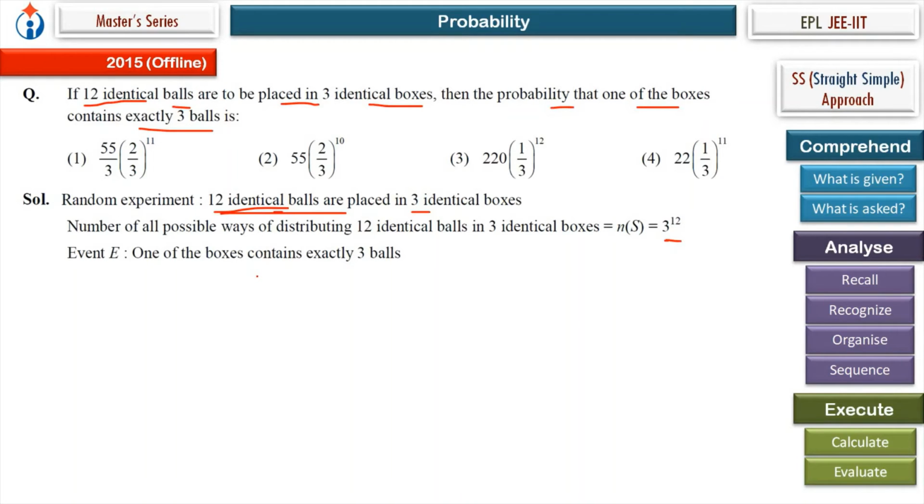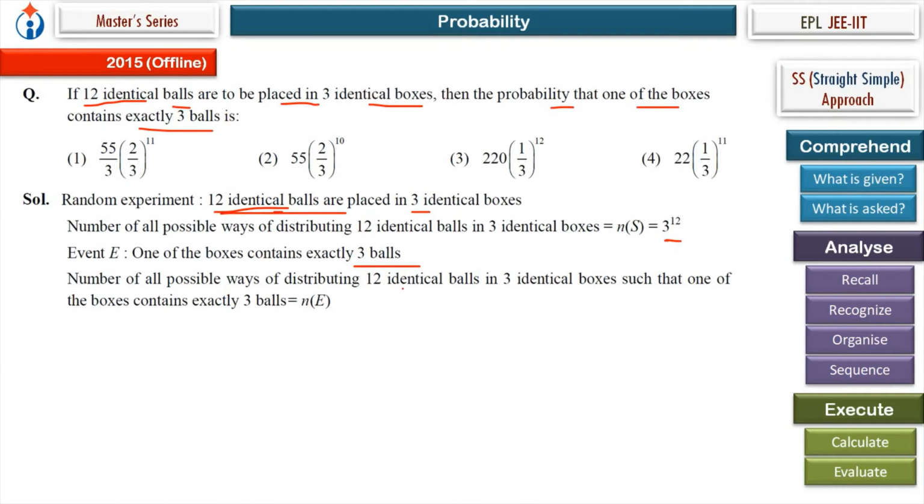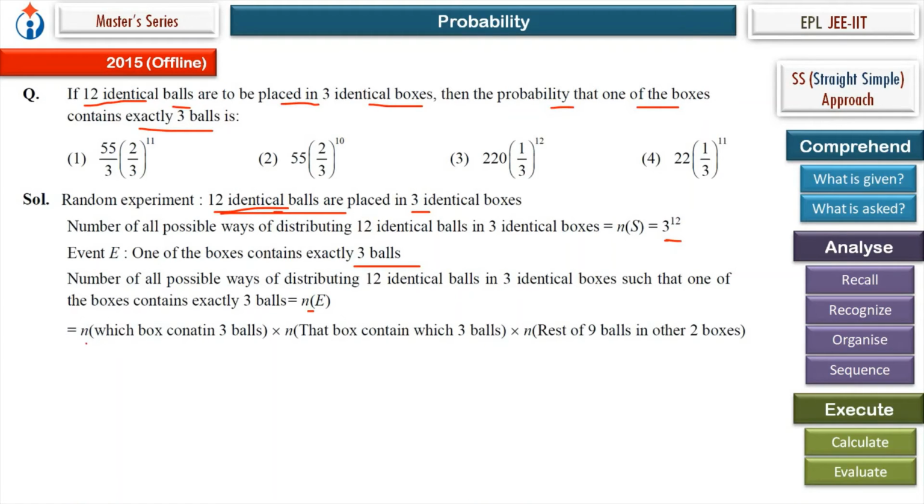Now the event is that one of the boxes contains exactly 3 balls. So the number of all possible ways of distributing 12 identical balls in 3 identical boxes such that one of the boxes contains exactly 3 balls is n(E). That's what we need to find out. Which is the number of ways in which a box contains 3 balls. We have to calculate this. So which box contains 3 balls? Then we perform the activity: the box contains which 3 balls, and the rest of the 9 balls go in the other 2 boxes. That's how we break it while counting.